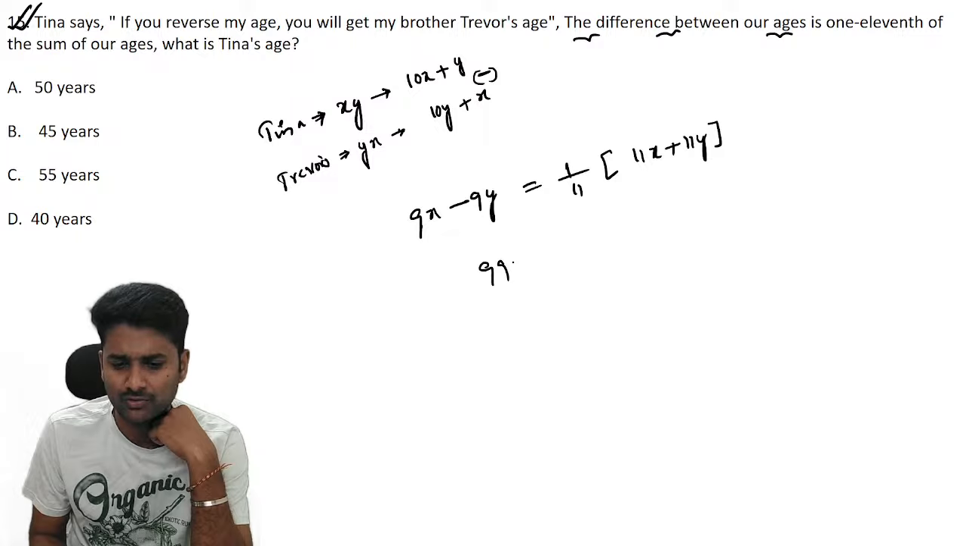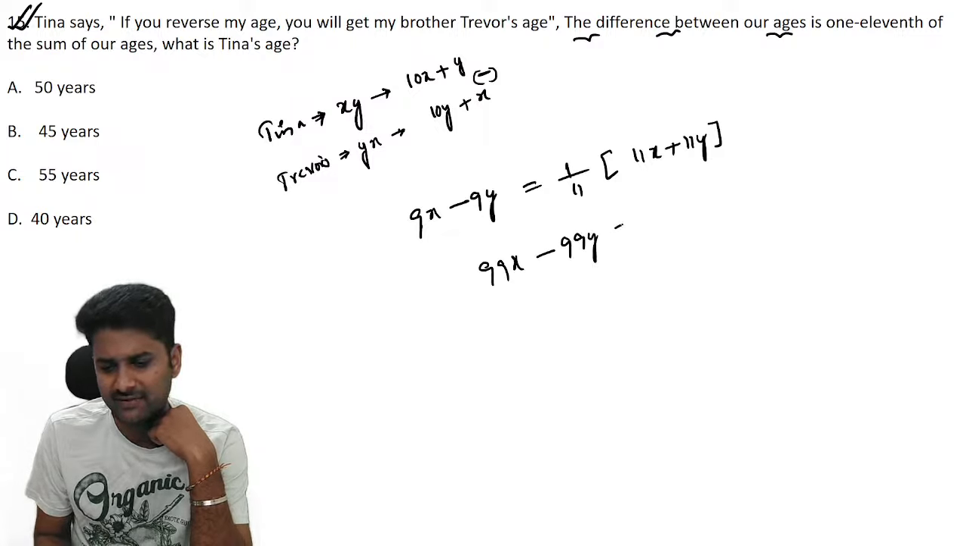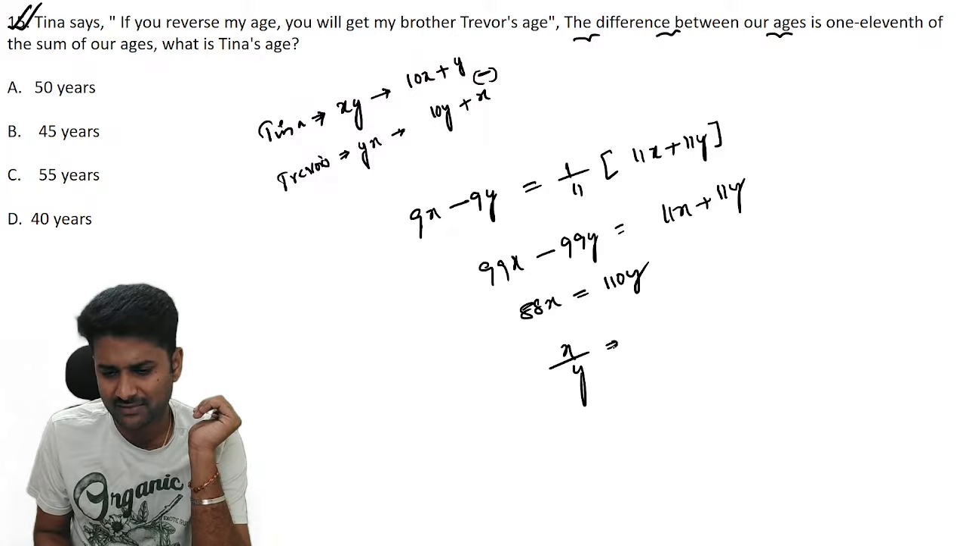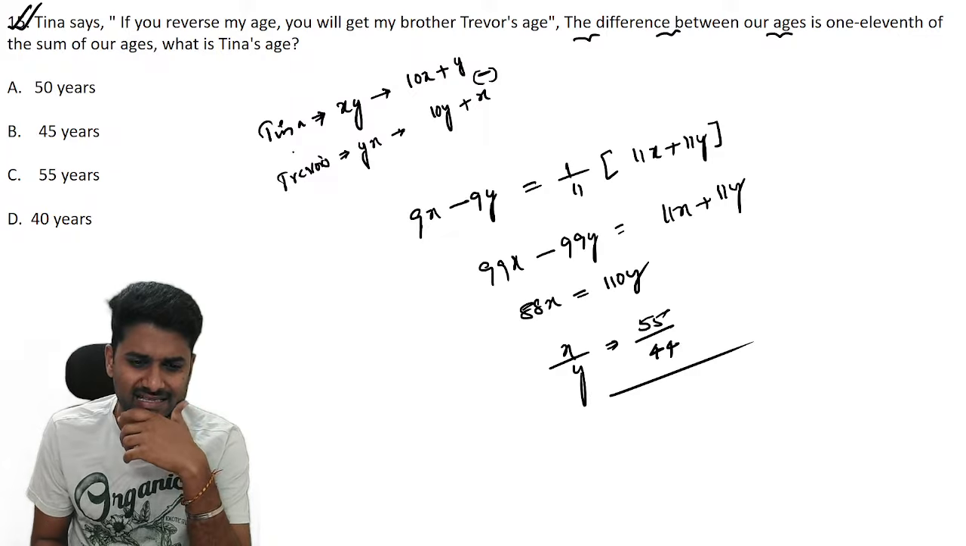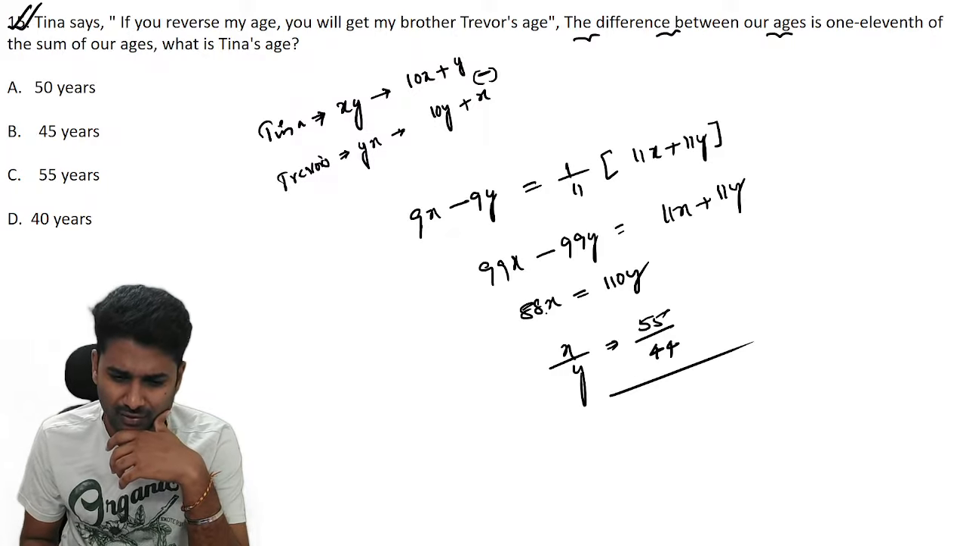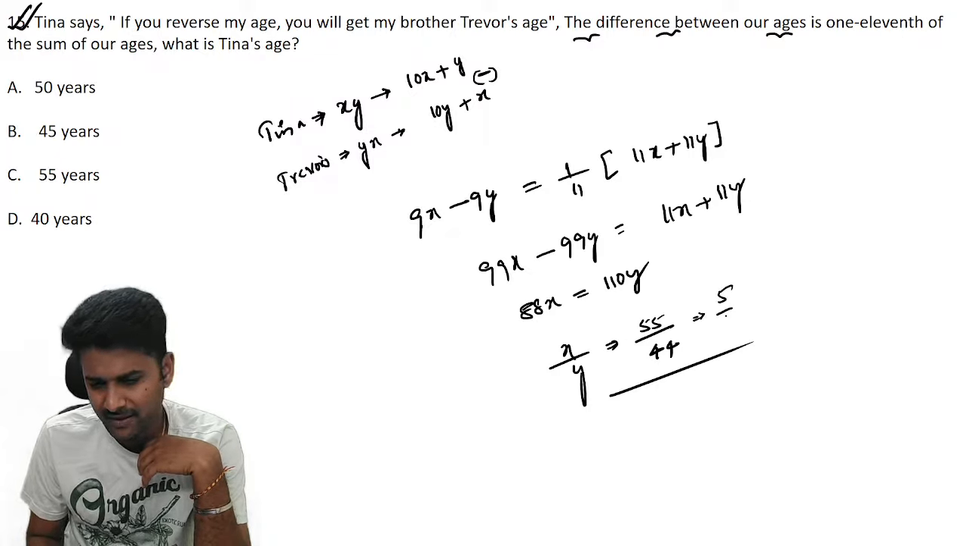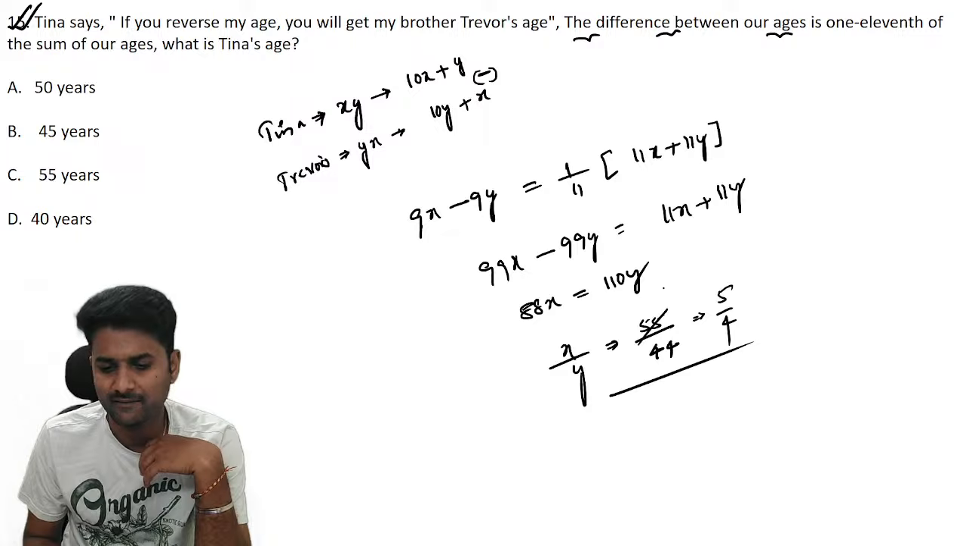So 99x minus 99y is equal to 11x plus 11y. Go through the further simplification: 88x is equal to 110y. Then what is x by y? x by y is equal to 110 by 88, which gives 5 by 4. So x is 5 and y is 4.